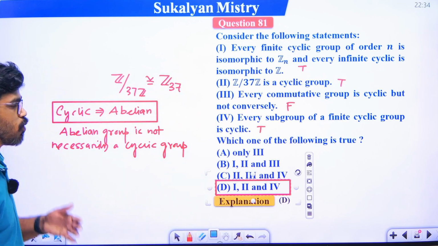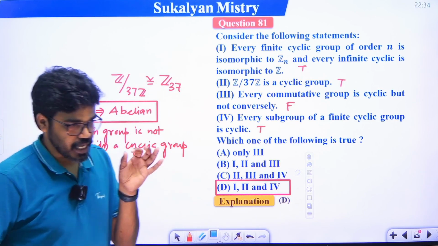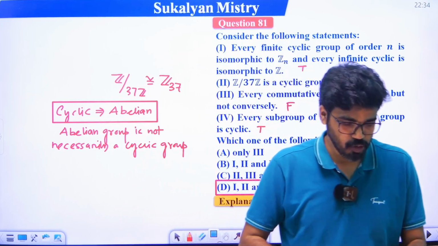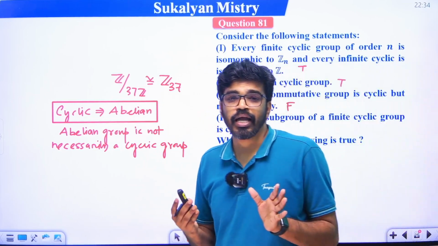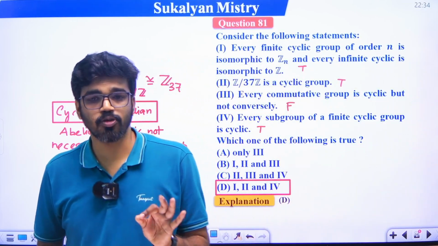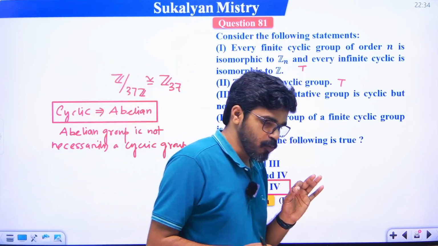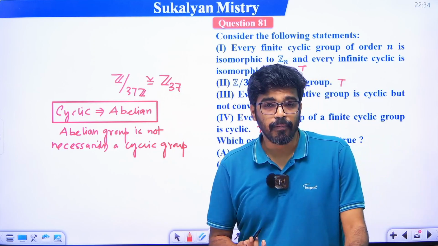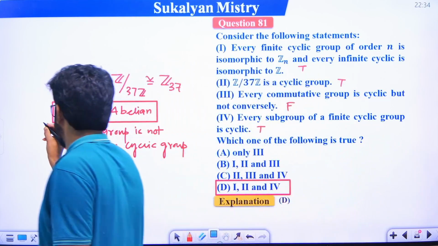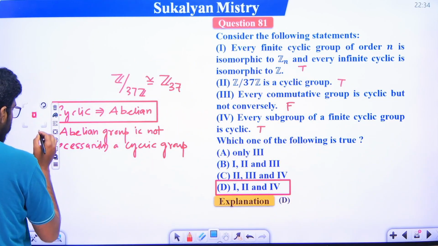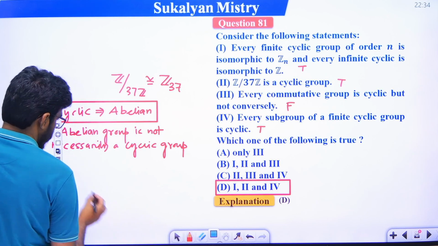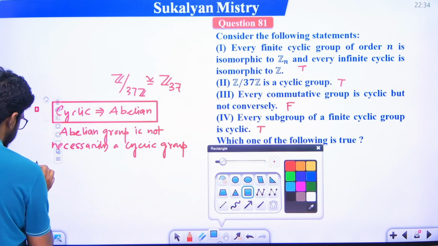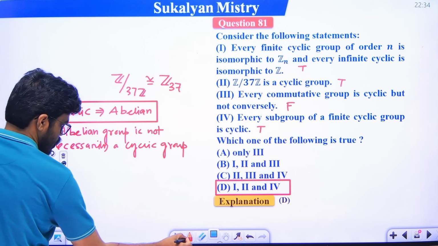It is very important: every finite cyclic group is isomorphic to Zn, and every infinite cyclic group is isomorphic to Z. Also, every cyclic group is abelian. Another very important result is that every group of prime order is cyclic.